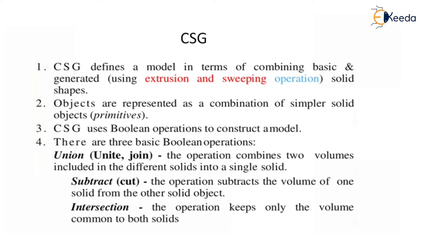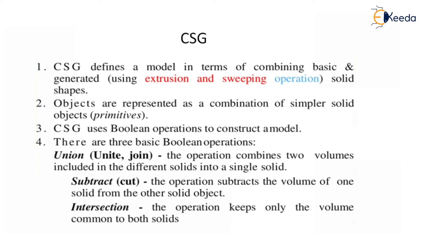CSG defines a model in terms of combining basic solid shapes, which can be generated using extrusion and sweeping operations. Objects are represented as a combination of simple solid objects, that is, primitives. CSG uses Boolean operations to construct the model. There are three basic Boolean operations: union, subtract, and intersection.